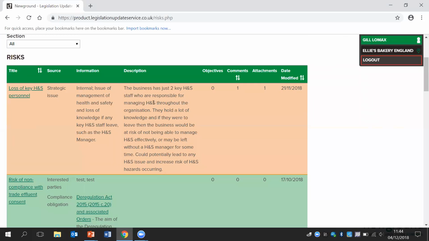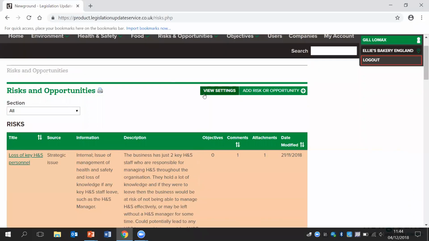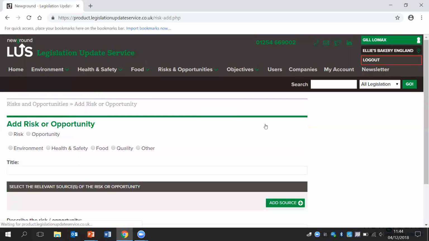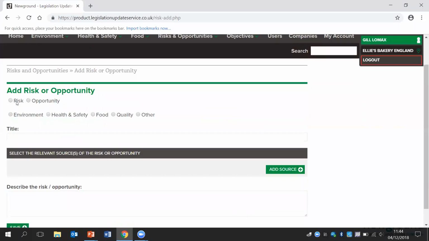So I'm just going to quickly show you how you can record your risks and opportunities information in the system. So if we go here, you can see that we can add a risk or opportunity. So if I click on there, you can see that I can click on risk, and I can say it's a health and safety risk, and I can put something in there like poor succession planning, which is a risk for my business. Excuse the typos.